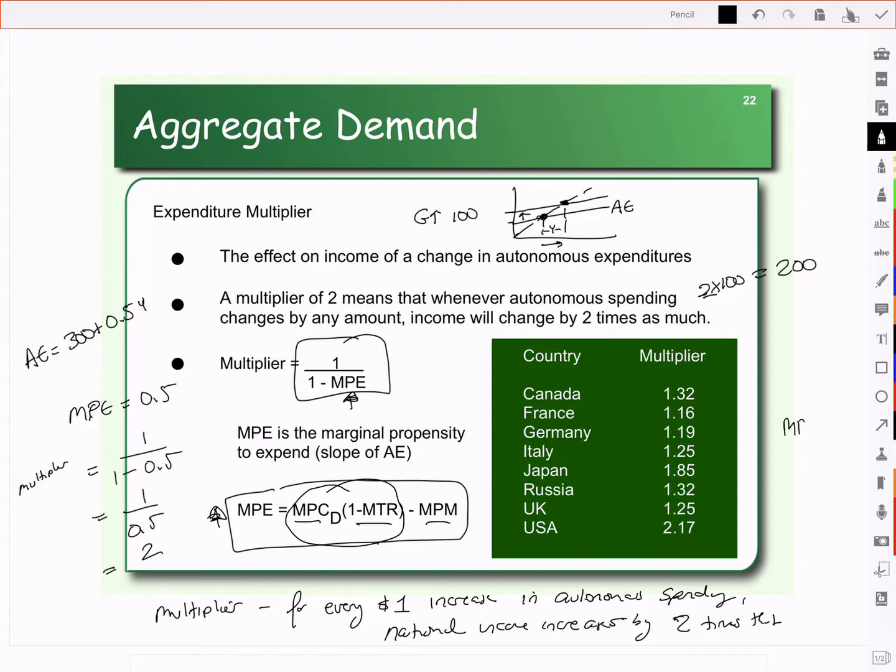So when MPM goes up, we buy more foreign goods, or the marginal tax rate goes up, then the marginal propensity to expend will go down, and the multiplier will go down. So when we look at countries like France and the US, we see they have different multipliers. So the question is, what is happening with the level of taxes they pay, and what is happening with the amount that they import?